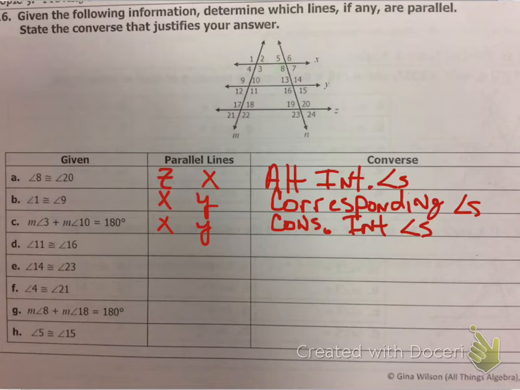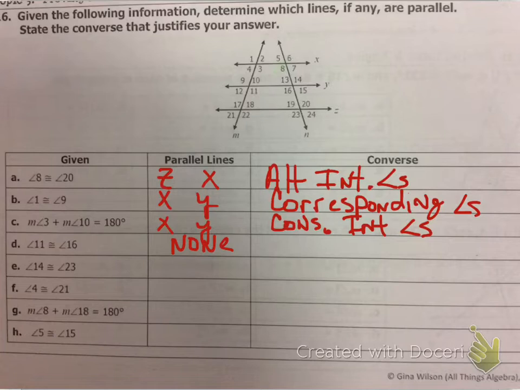Okay, so I think for most of y'all, I was able to go over these first few. So 8 and 20 would have been pair lines z and x joint, and they're alternate interior angles. The next one, 1 and 9, is corresponding angles. The next one, 3 and 10, is consecutive interior, making x and y parallel. 11 and 16, well, 11 being congruent to 16 is nothing. So that one I would say is like none.